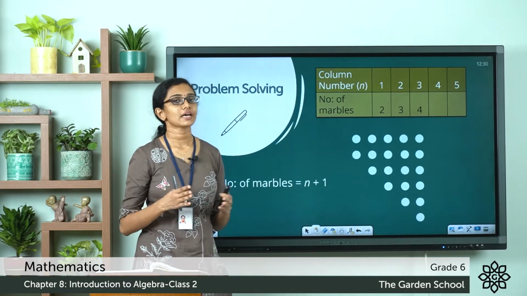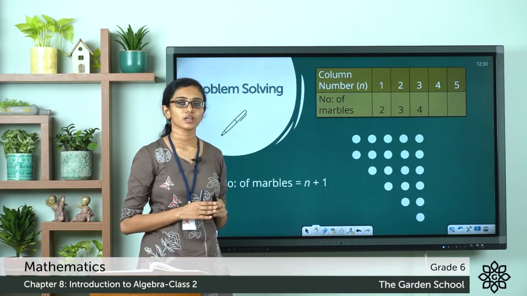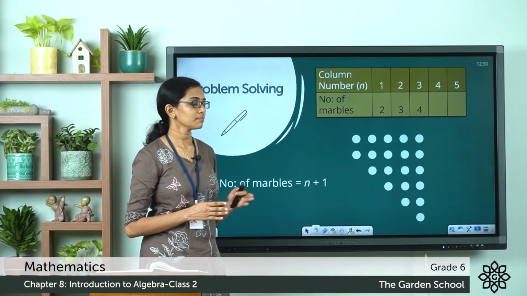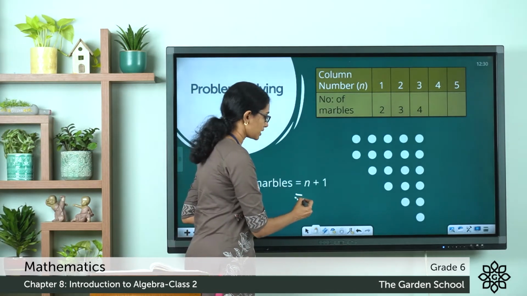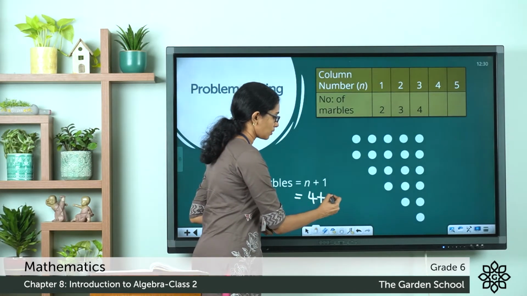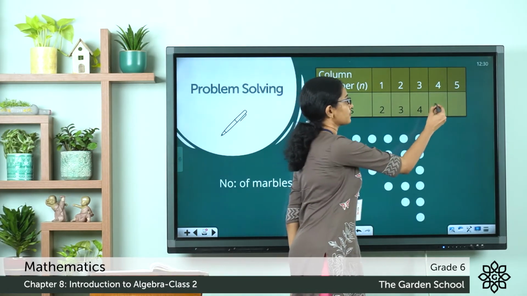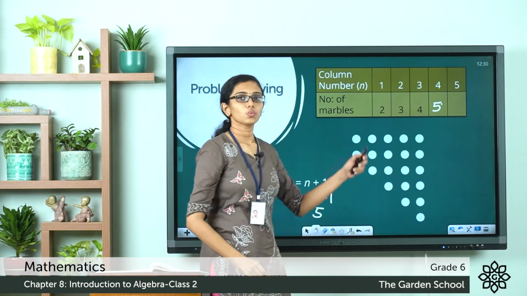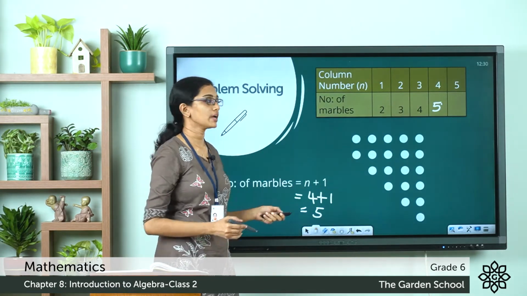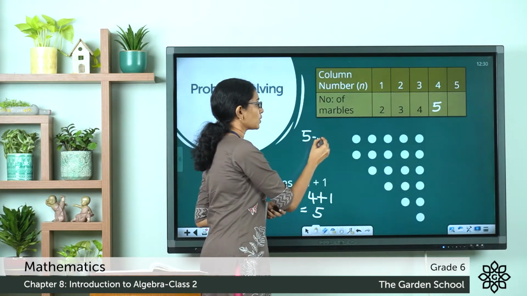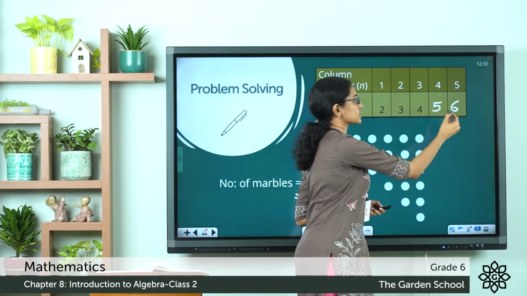So, now let us apply this rule to find the number of marbles in the fourth column. When it is the fourth column, the value of n is equal to 4. So, the number of marbles will be equal to 4 plus 1 and that is equal to 5. So, let us write 5 here. Now, when the column number is 5, which means the value of n is equal to 5, the number of marbles will be 5 plus 1 is equal to 6. So, here we can write 6.